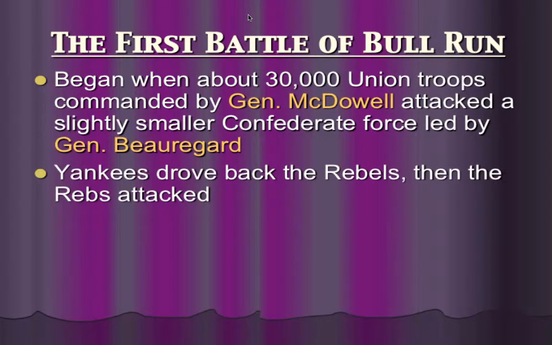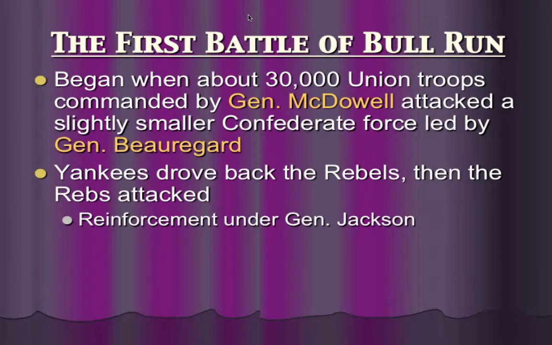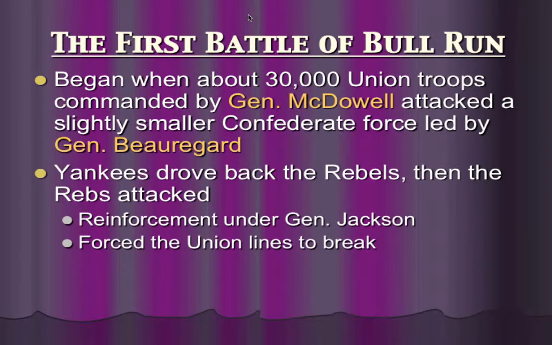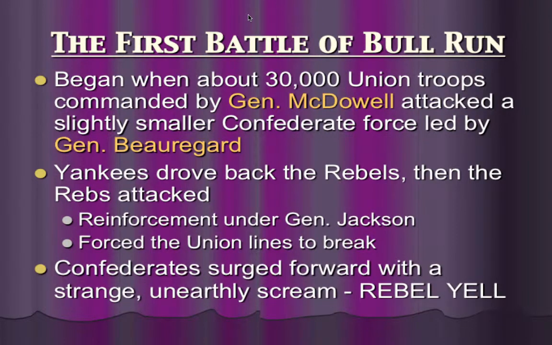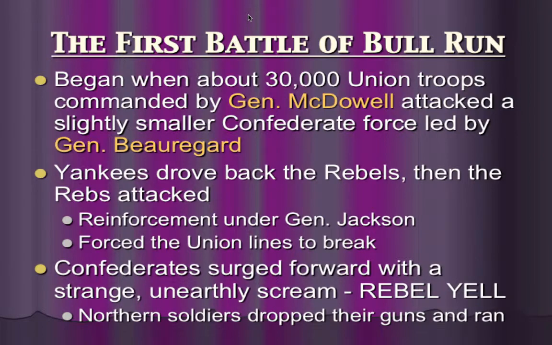Now, the Yankees were able, in the first Battle of Bull Run, to push back the rebels. But then reinforcements under General Jackson came and forced the Union lines to break. Now, on top of all of this, the Confederates surged forward with an unearthly scream that they would later call the Rebel Yell. Northern soldiers panicked when they heard this scream. They thought that the rebels were demons, and they literally dropped their guns and retreated.